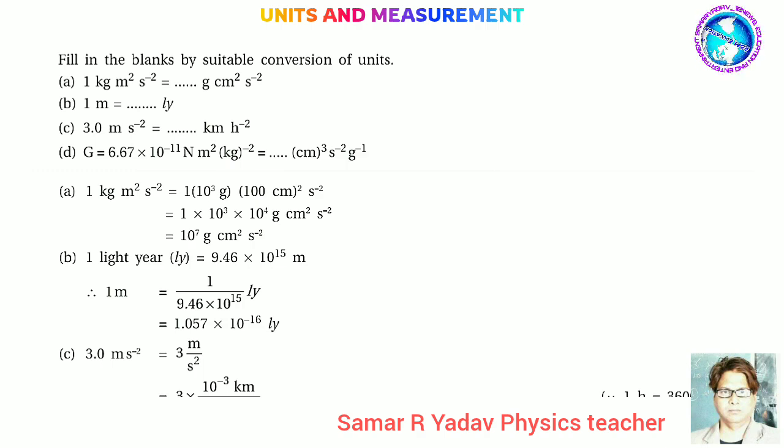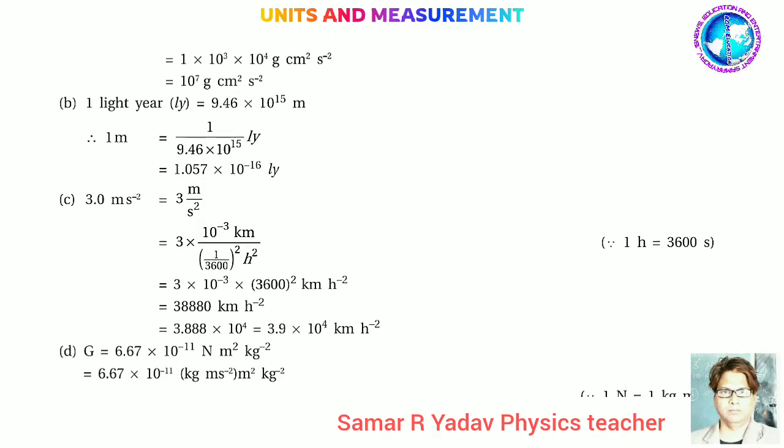Answers. A: 1 kg meter square per second square is equal to 1 into 10 power 3 gram into [100 centimeter] square second raised to minus 2, which is equal to 1 into 10 power 3 into 10 power 4 gram centimeter square per second square, which is equal to 10 power 7 gram centimeter square per second square. B: 1 light year is equal to 9.46 into 10 power 15 meter. 1 meter is equal to 1 upon 9.46 into 10 power 15 light year, which is equal to 1.057 into 10 power minus 16 light year.